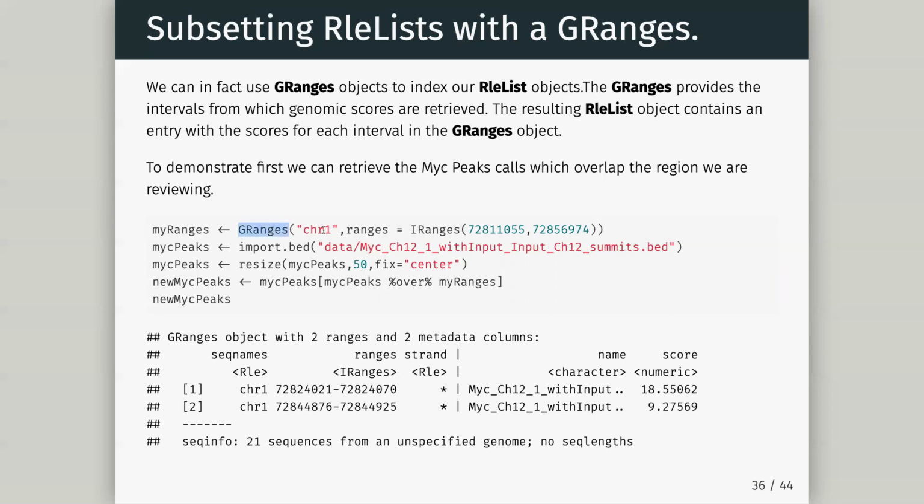We will create a GRanges here. We'll import the MIC ChIP-seq file. So these are the peaks of calling MIC in CH12 versus its input. I'm going to resize these to 50, fixed on the center, and then we'll find the MIC peaks which overlap just this region on chromosome 1.